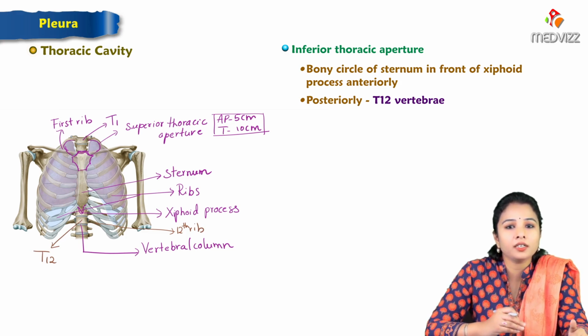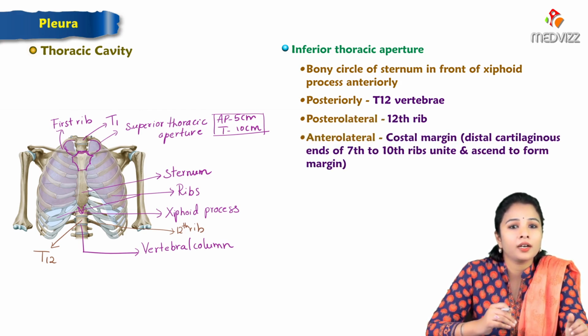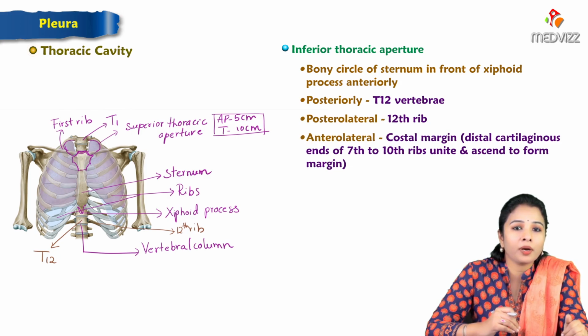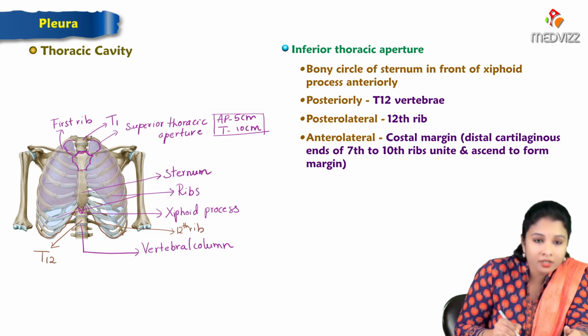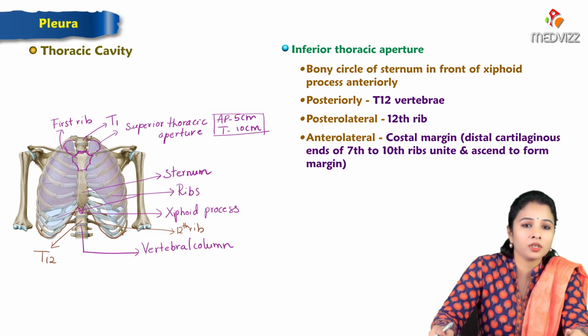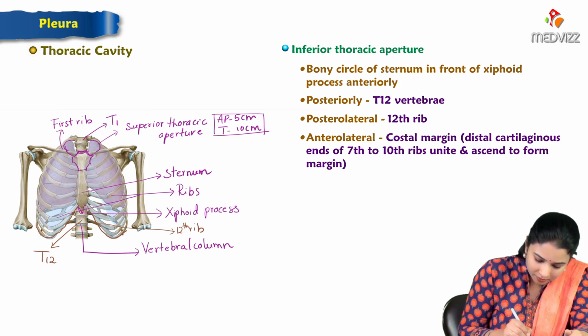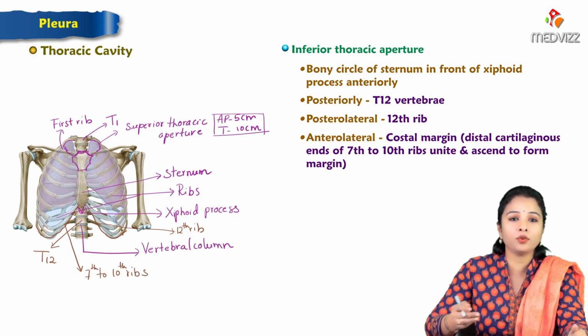Posteriorly it is bounded by the T12 vertebra, and on each side posteriorly by the 12th rib, and anterolaterally it is formed by the costal margins. You can see here the costal margins on each side. The costal margins are formed by the 7th to 10th ribs, which all unite with each other to form a costal margin. The 11th and 12th are floating ribs.